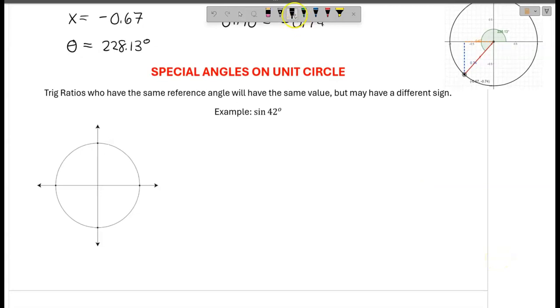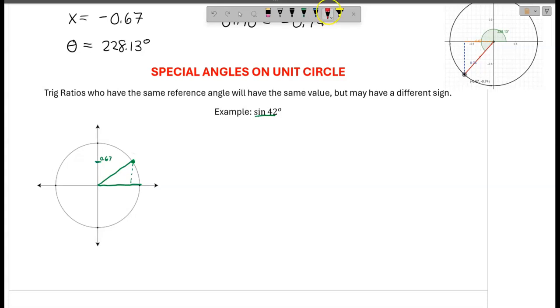So let's explain what we mean by that. The sine of 42 degrees, if I draw it in standard position, is going to look something like that. Now notice where that is at. Sine of 42, of course, is going to be equal to y. So the y coordinate right here, as we figured out, is 0.67.